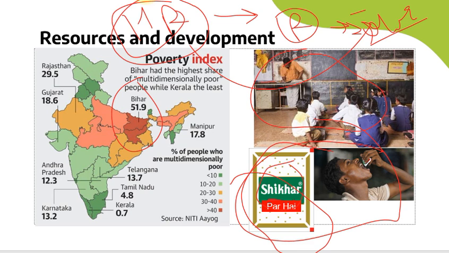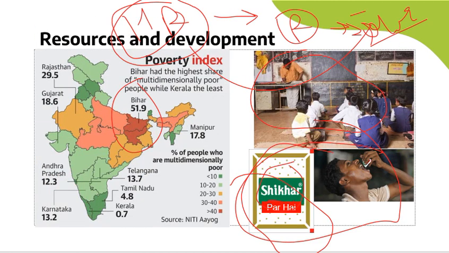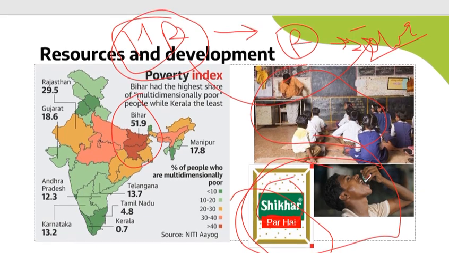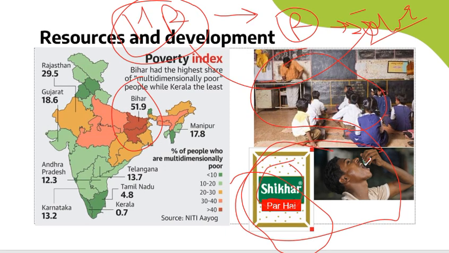So resources, if put to use judiciously and with mind, only then they lead to development. Otherwise, they don't. And it doesn't matter even if your resources are limited, as we have seen in the case of Japan, right? Or your resources are in abundance, like we have seen in the case of Bihar. If you utilize them properly, then obviously you are going to progress. So this is something which we have seen.